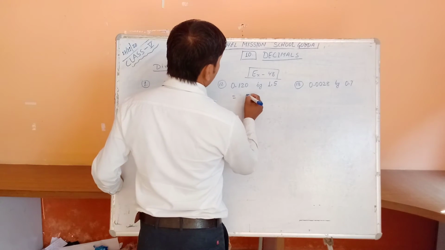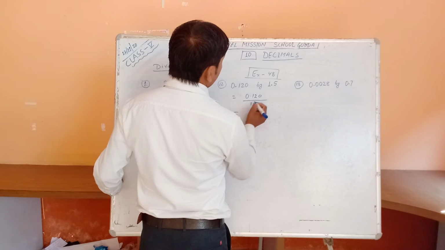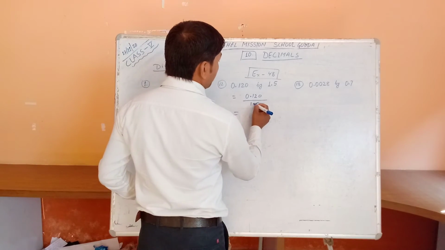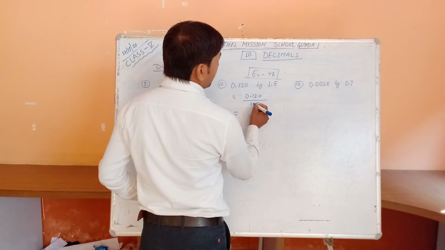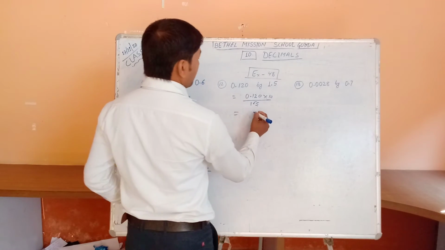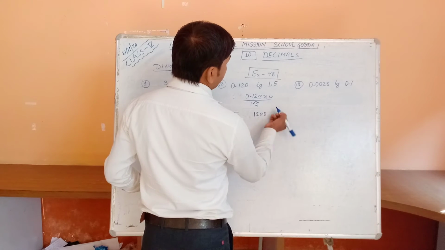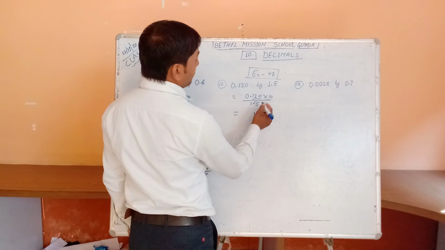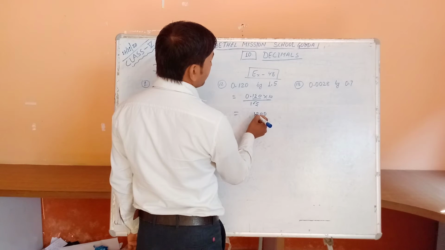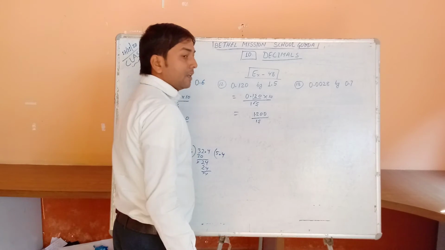Now 0.120 by 1.5. Write it in p by q form first. In the same way, remove the decimal of the denominator: there is one decimal place, so we multiply by 10 with the numerator too. This becomes 120 and 10, so 1200. Now put the decimal after how many places? 1, 2, 3 decimal places, so 1.200, and here it becomes 15.